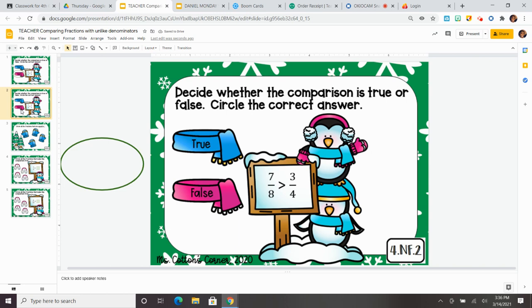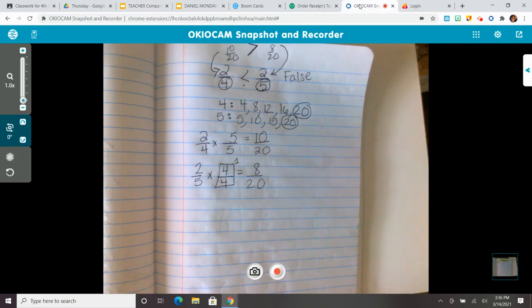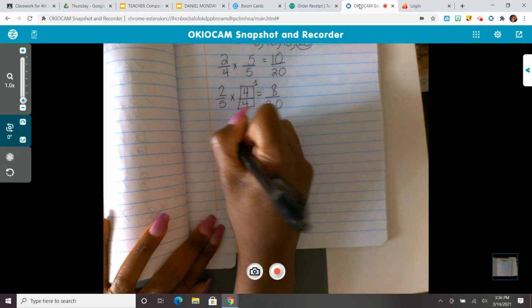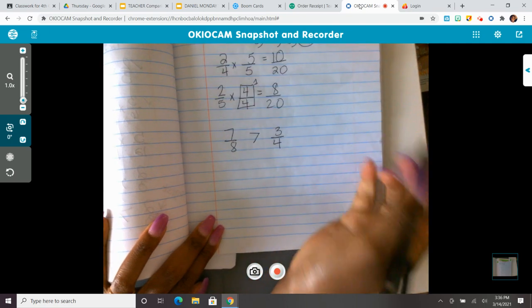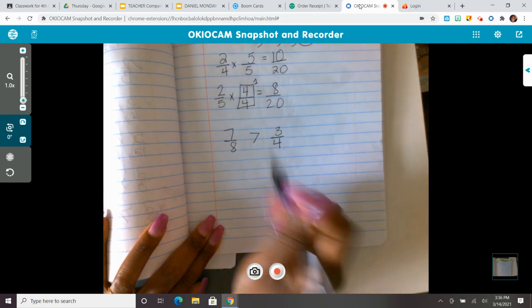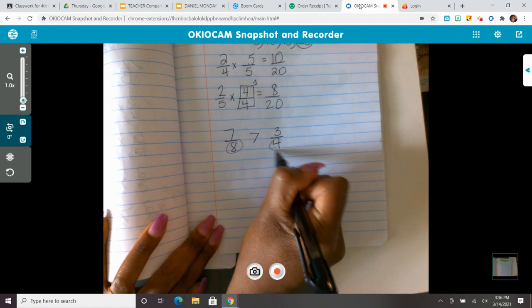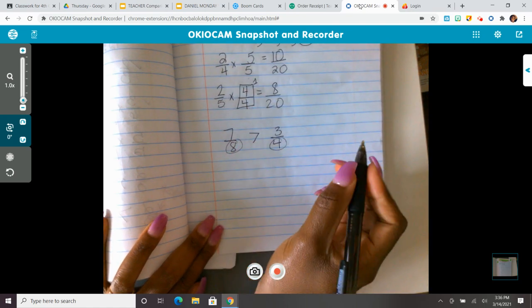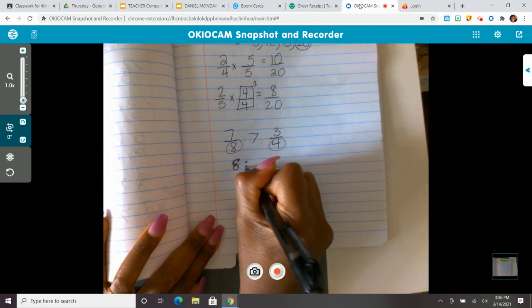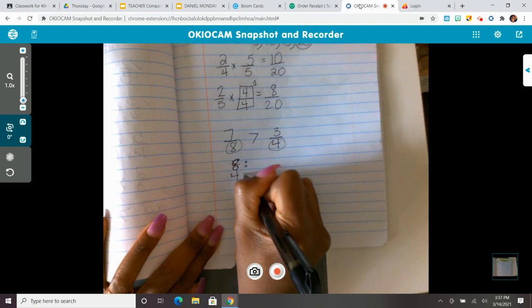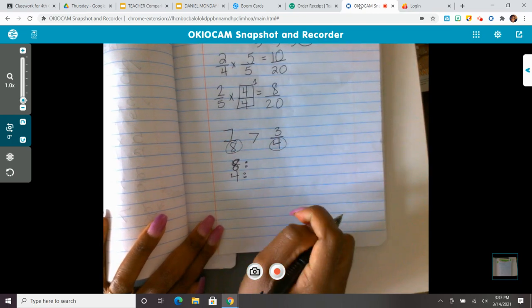It says decide whether the comparison is true or false. Circle the correct answer. All right, we have 7/8 is greater than 3/4. I'm going to go here. 7/8 is greater than 3/4. All right. So remember, the first thing we have to do is find the multiples that they share. We're trying to find a common denominator. So here we have 8, and for this one we have 4. Looking at that, what do you think they share?